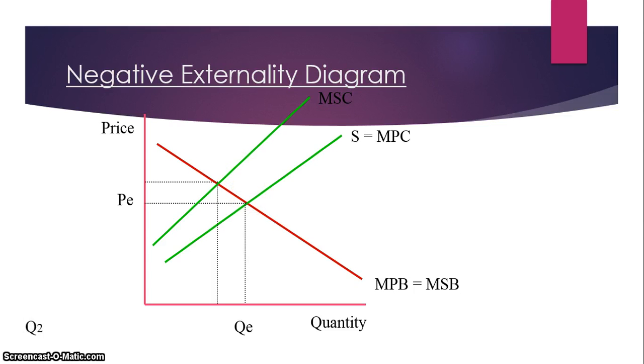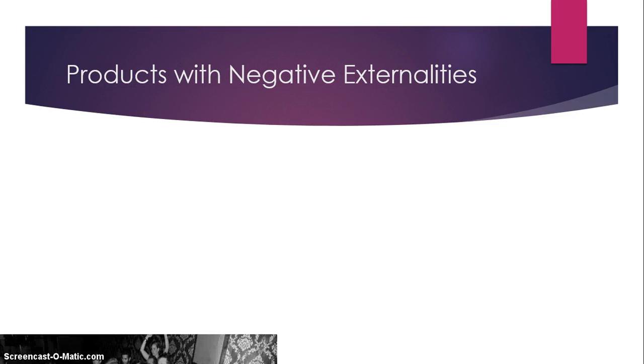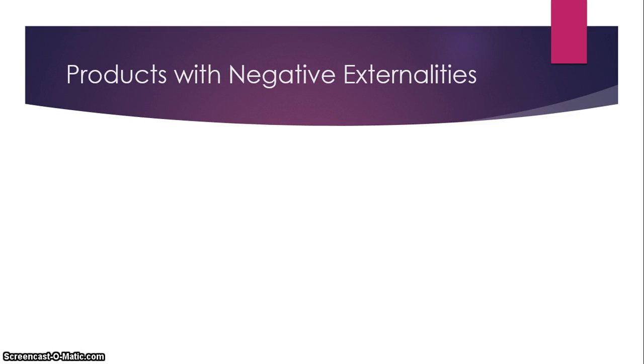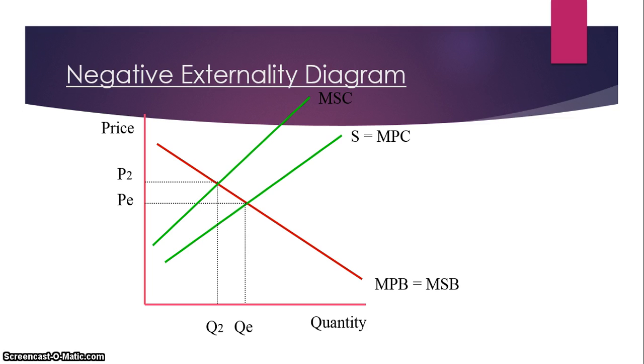And just as with the positive one, there's meant to be a triangle. Just use your imagination. A triangle should be here. Now, we are currently here in the free market when you're talking about a negative externality. And we want to be at the socially optimum level, which is there.